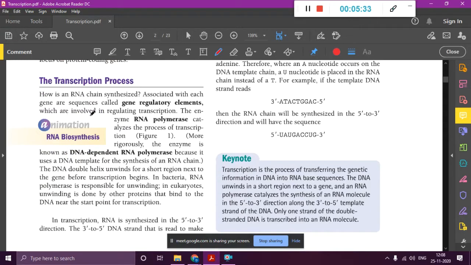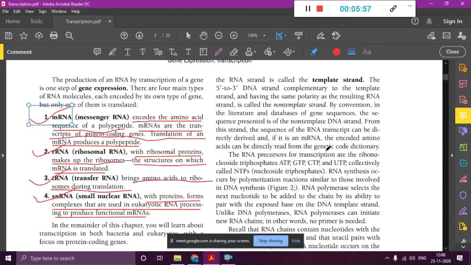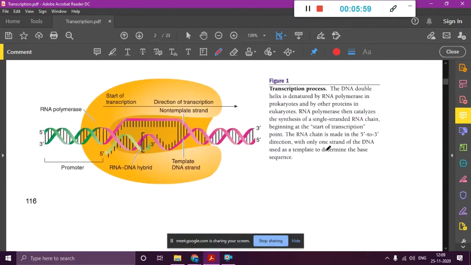On the gene there are sequences known as gene regulatory elements, and the enzyme which makes RNA from DNA is known as RNA polymerase. It catalyzes the process of transcription. So let us go to figure 1. This is the transcription process which is taking place.